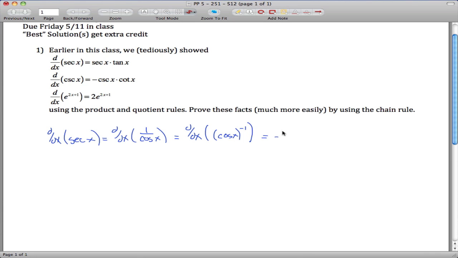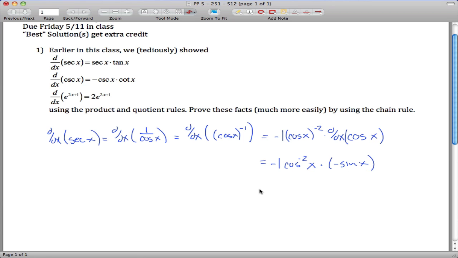So it would be -1 times cosine of x raised up to the -2 times the derivative of cosine, and the derivative of cosine is negative sine. I guess I'll write the derivative of cosine. So we have negative sine here and I'll write it all out. -1 cosine to the -2 of x times negative sine of x.